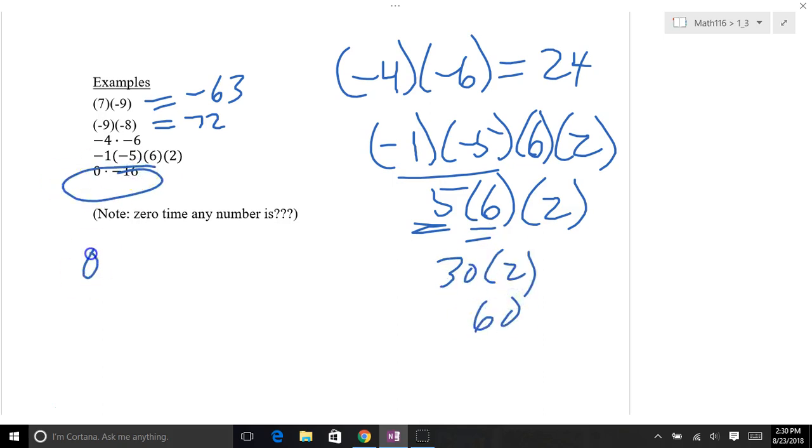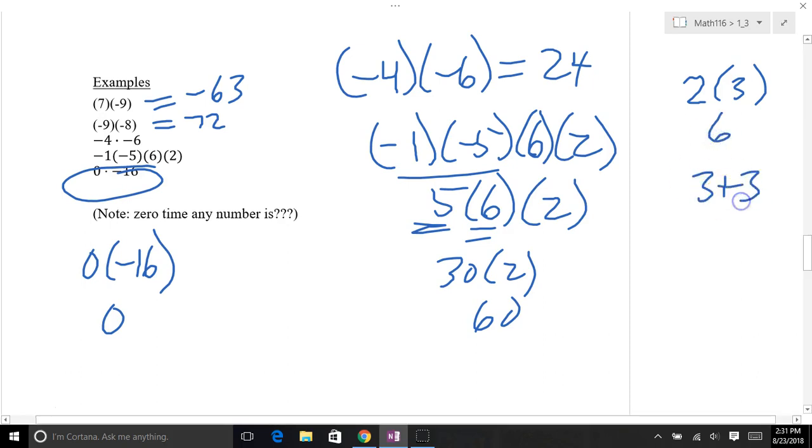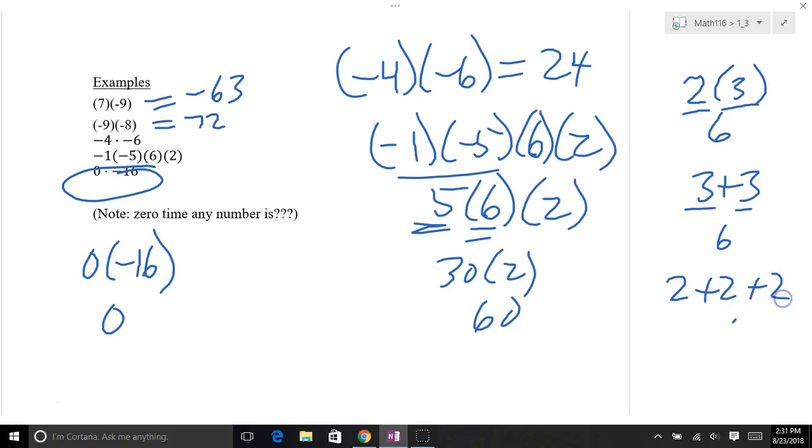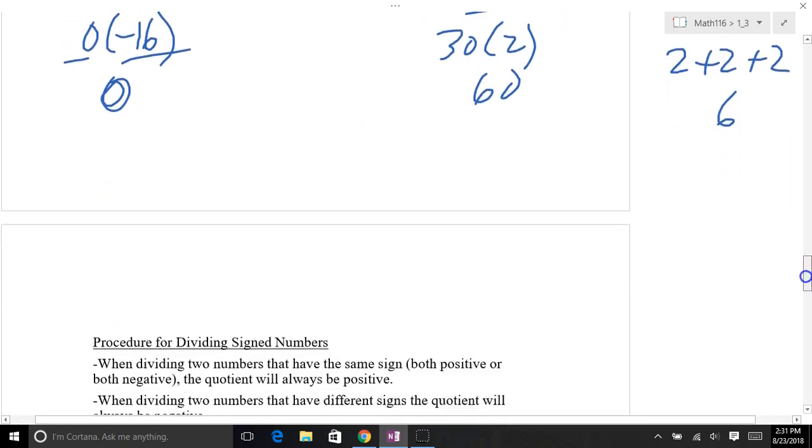And then finally 0 times negative 16. Well, 0 times anything is 0, right? If I have 0 negative 16s, what does multiplication mean? Like, what does 2 times 3 mean? That means I have 2 3's being added together. Or if you want to do it the other way around, there's 3 2's being added together. Either way, it's 6. Well, if you've got 0 of these negative 16's being added together, you got 0. You got nothing.